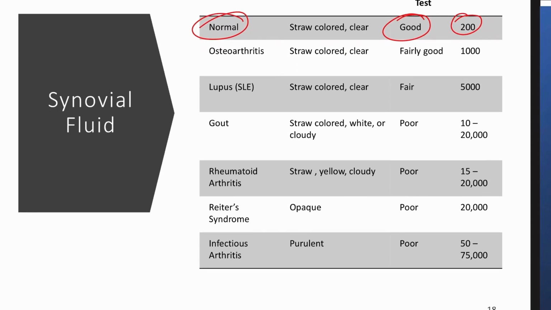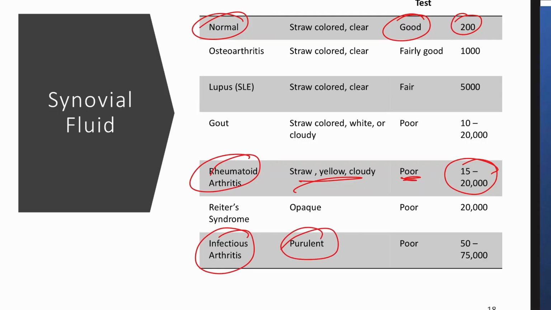Rheumatoid arthritis, poor clot, cloudy, 15 to 20,000 white blood cells. And the last one is infectious arthritis. This is your gonorrhea. Purulent, so a lot of pus because it's an infectious problem, so there's going to be a lot of white blood cells causing the pus to form. Very poor clot and lots of white blood cells in that area.